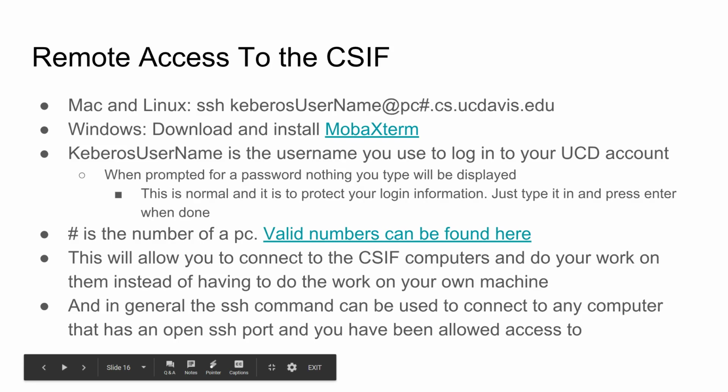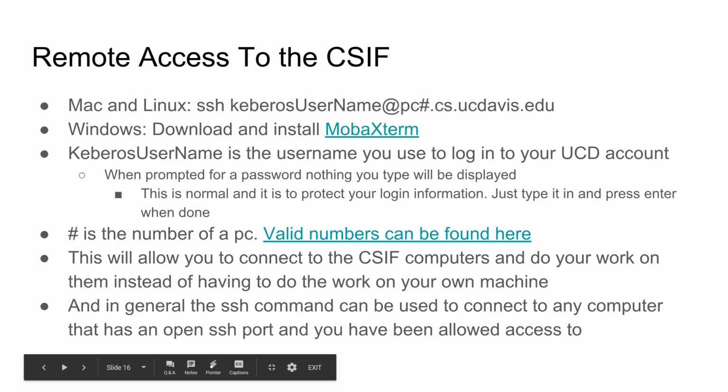So if you need remote access to the CSIF, like I'm doing, if you're on Mac or Linux, you can use SSH. So you do ssh your Kerberos name at pcnumber.cs.ucdavis.edu. If you're on Windows, I recommend using MobaXterm to connect. Your username is a Kerberos username, that's whatever you use to log into your UC Davis accounts. And your password will be whatever your password is for that account. Again, it won't show up.